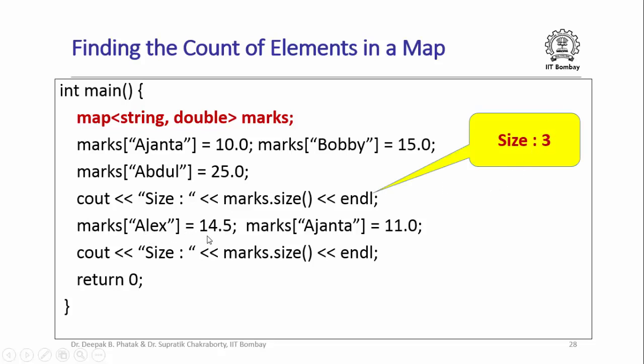After that, I inserted one more element with key value Alex. And when I said marks["Ajanta"] is 11.0, note that there was already a key value pair with key Ajanta. So this will not insert a new element, but it will simply update the existing element. It will update the value of that key value pair from 10 to 11. So now I have only one additional key value pair. So now if I try to print out the size, I'll get the size as 4.